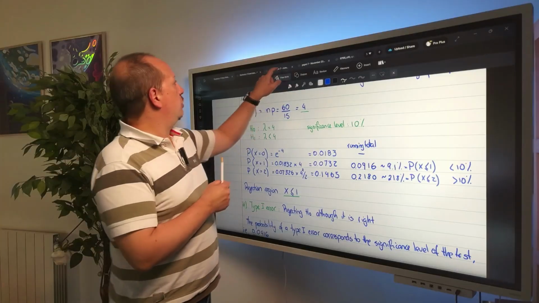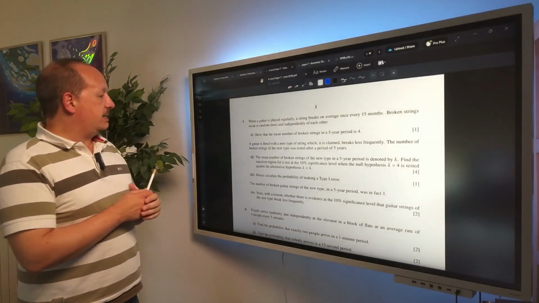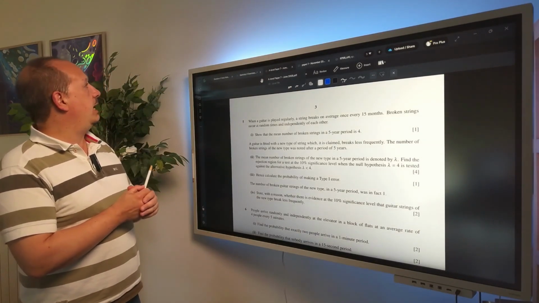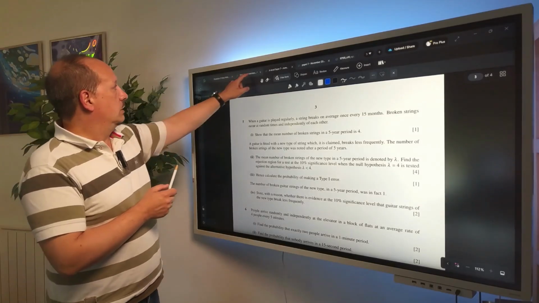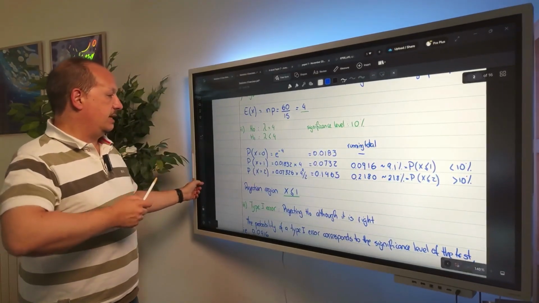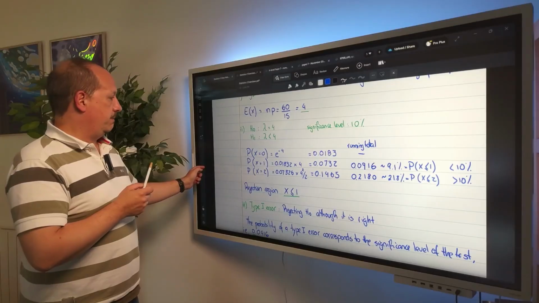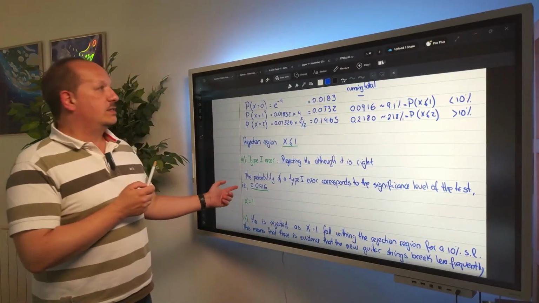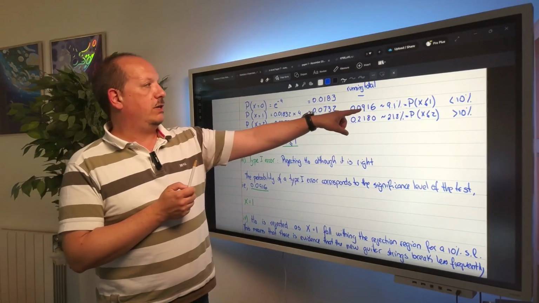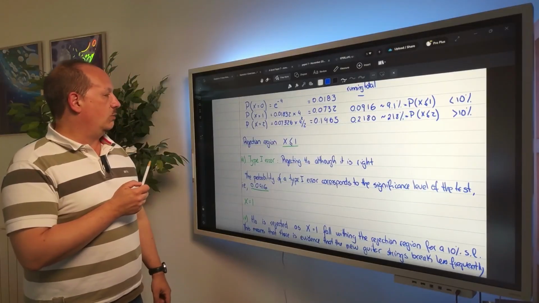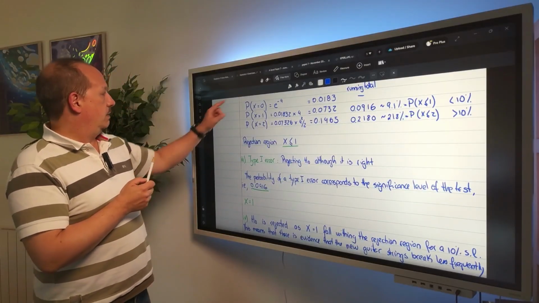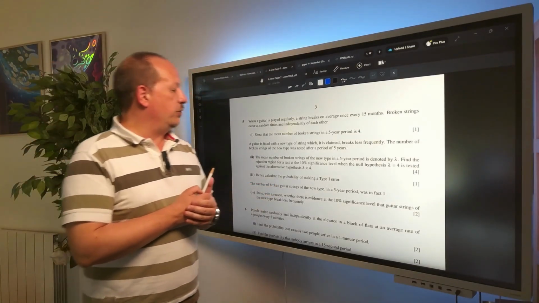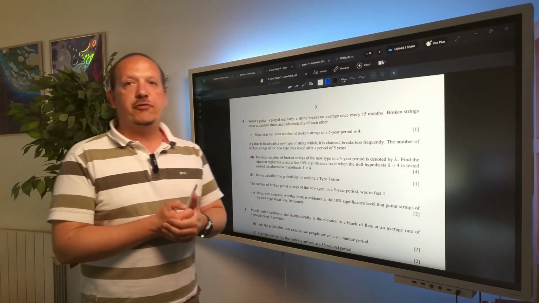Then question 3: hence calculate the probability of making a type 1 error. The probability of a type 1 error is the significance level of the test. So we have calculated it here already. It's 0.0916. Then you have extra information. The number of broken guitar strings of the new type in a 5-year period was in fact 1.